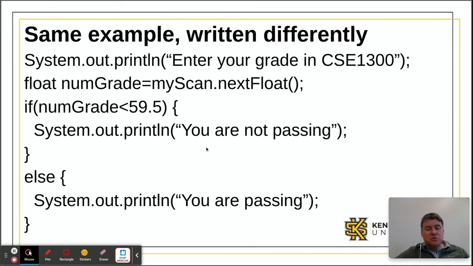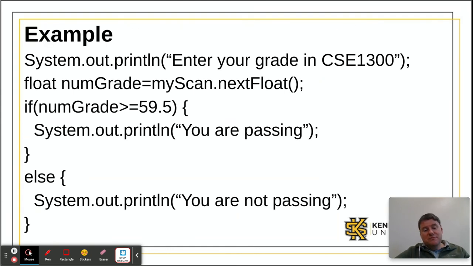So let's talk about the difference between these two. I'm going to flip back and forward, back and forward. You'll notice that the first two lines stay the same. The thing that's changing is this condition. In this second version, I'm checking if the grade is less than 59.5 and telling them that they are not passing. In the other one, I'm telling them that they are passing by checking if it's greater than it. So it's just a matter of whether you want to think about it positively or negatively.